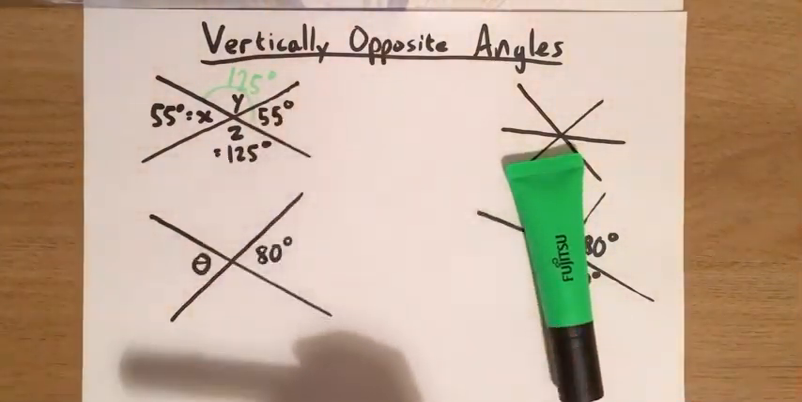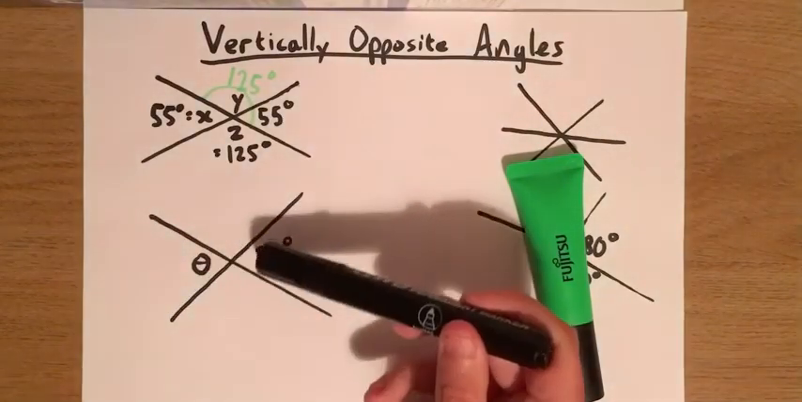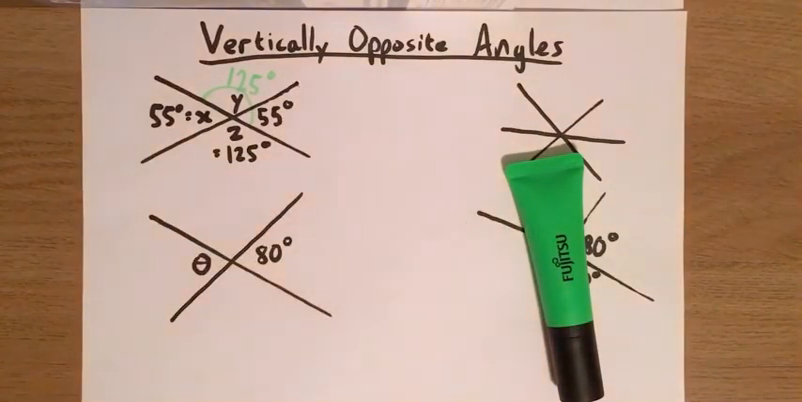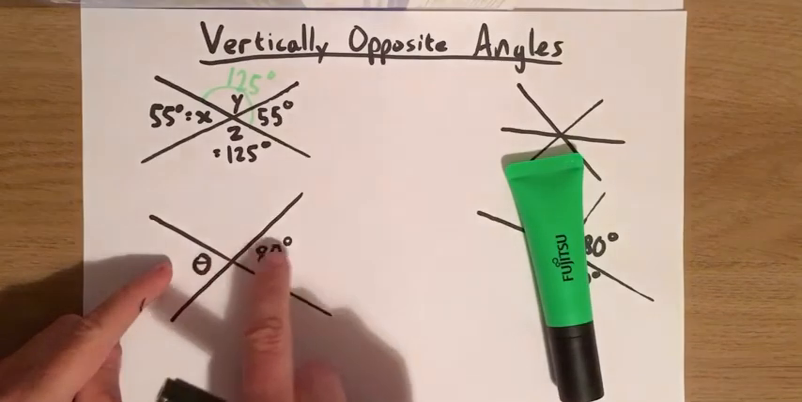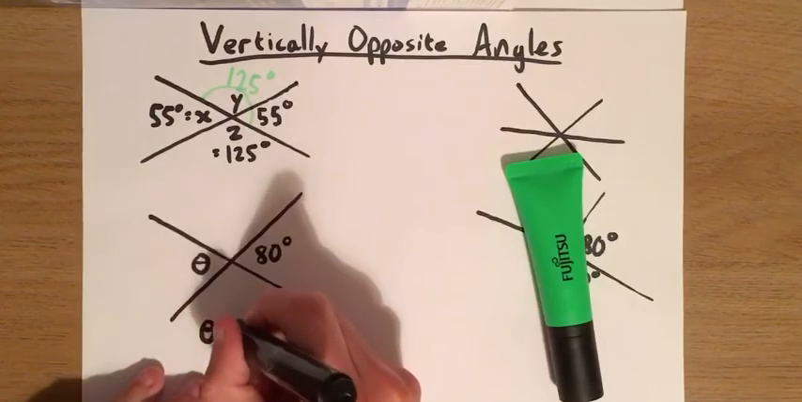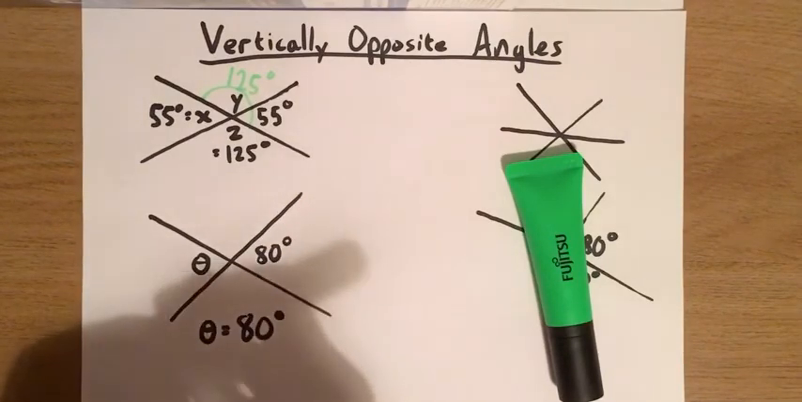Skipping down here then, so I've got this X shape of two lines meeting. I'm told this is 80 degrees, and I'm asked how big is that angle. That angle is also 80 degrees because it is vertically opposite to that one. Okay, so theta is equal to 80 degrees. All right.